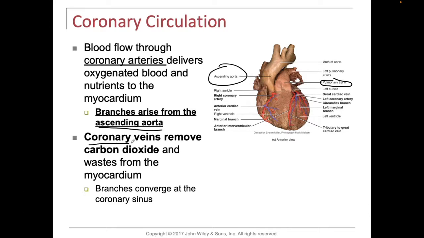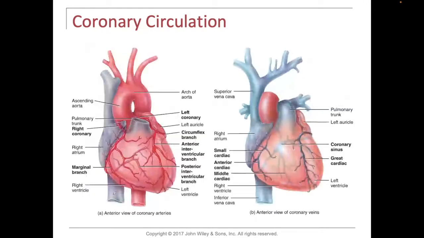The coronary veins are going to remove the carbon dioxide and the waste from the myocardium. And all of the veins of the heart will find a way to converge into the coronary sinus, which is on the posterior part of the heart, and dump the blood back into the right atrium. So here on the left-hand side, we have an anterior view showing the coronary arteries. And on the right-hand side is an anterior view of the coronary veins.